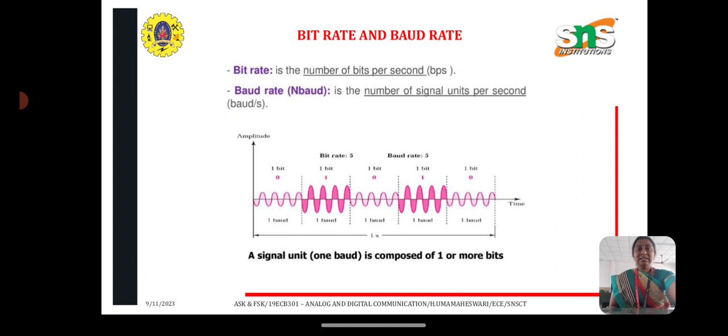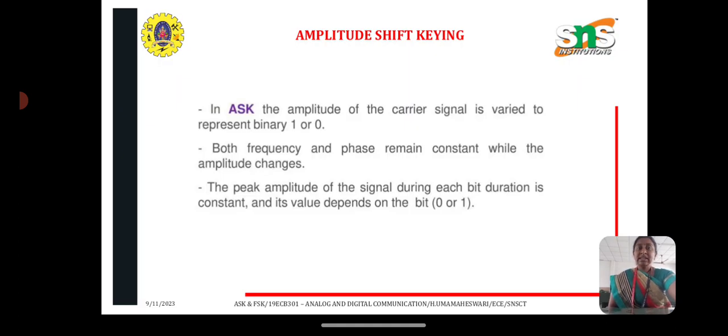Bit rate is the number of bits per second at which the data is transmitted, and baud rate is the number of signal units per second in which the data is transmitted. We will now see amplitude shift keying. In ASK, the amplitude of the carrier is varied to represent binary 1 and 0. Both the frequency and the phase remain constant, and only the amplitude changes. The peak amplitude of the signal during each bit duration is constant, and its value depends on the bit, zero or one.